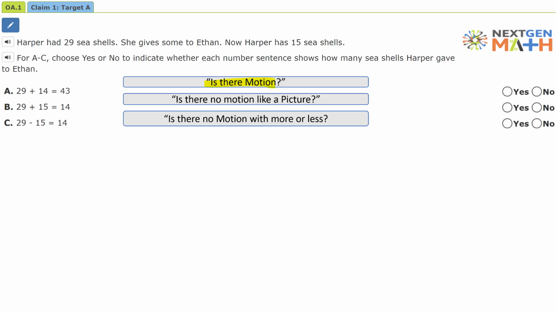Is there motion? Is there no motion, like a picture? Or is there motion with more or less? This will help us decide problem type. So here we go. Harper had 29 seashells. She gives some to Ethan.